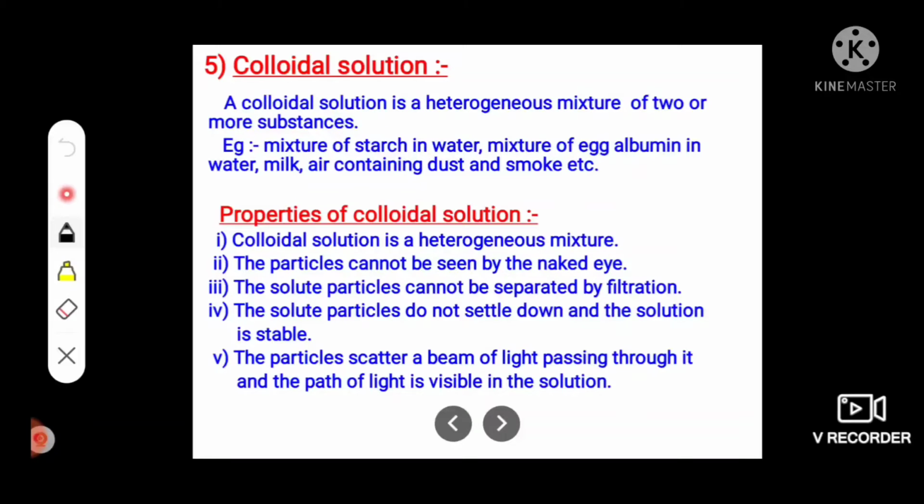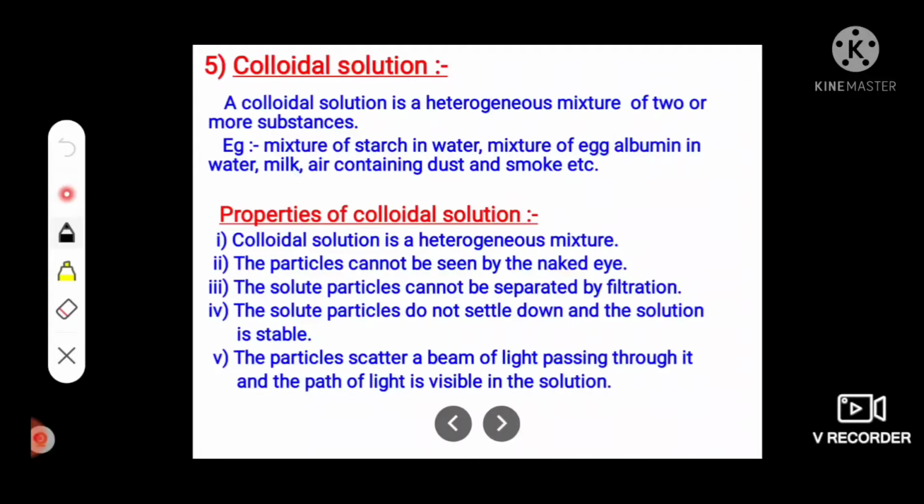Actually, colloids appear to be homogeneous to us, but they are found to be heterogeneous when observed through a high power microscope. So a colloid is not a true solution. Blood, jelly, solutions of detergents, all these are examples of colloids.